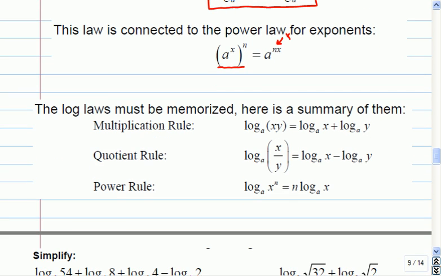So in summary, there's these log laws that you need to know: the multiplication rule, the quotient rule, and the power rule. It's pretty much a guarantee that you're going to have to use these on your provincial exam, your tests, your quizzes, and things like that. So however you choose to know them, hopefully it's because you practiced enough that you remember your log laws. Either way, you're going to need to know them.